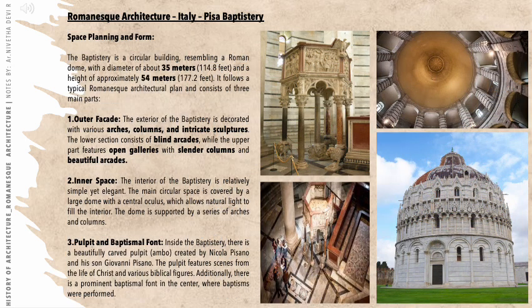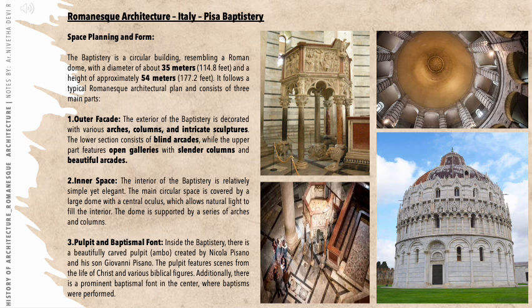Space planning and form. The baptistry is a circular building, resembling a Roman dome, with a diameter of about 35 meters, 114.8 feet, and a height of approximately 54 meters, 177.2 feet. It follows a typical Romanesque architectural plan and consists of three main parts. 1. Outer facade. The exterior of the baptistry is decorated with various arches, columns, and intricate sculptures. The lower section consists of blind arcades, while the upper part features open galleries with slender columns and beautiful arcades.